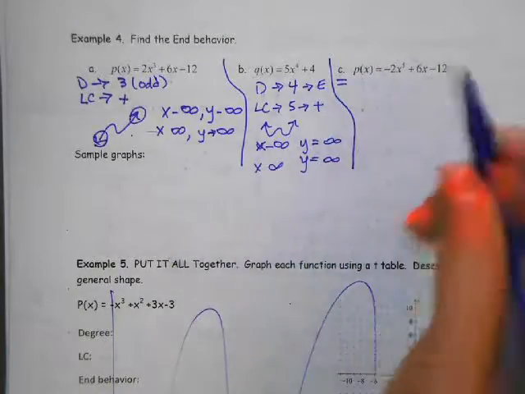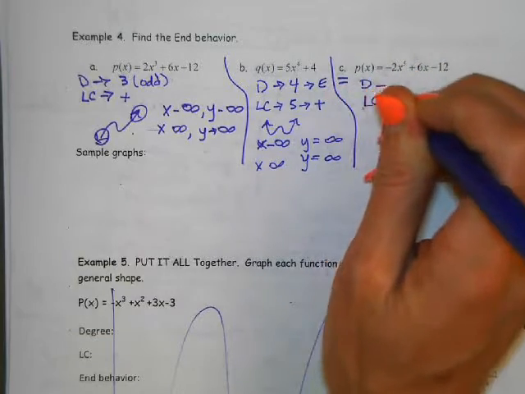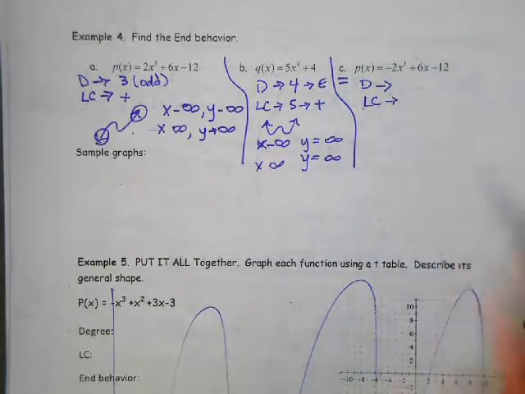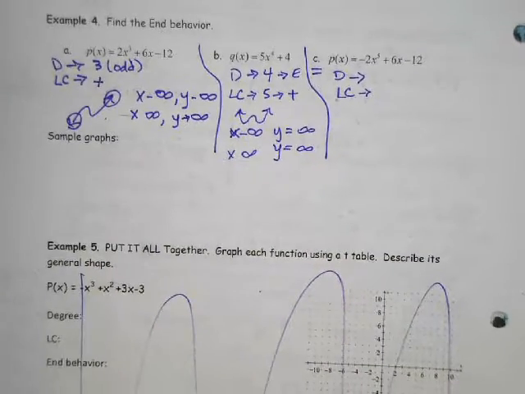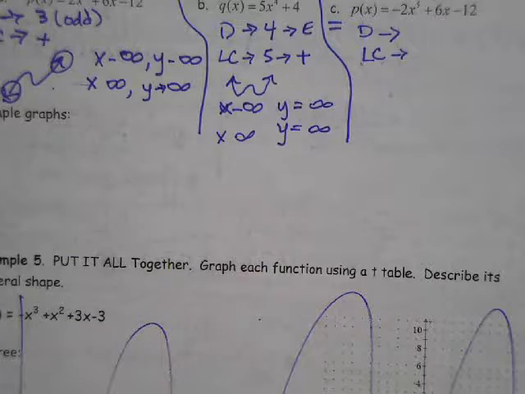Try C on your own. See if you can find the degree, the leading coefficient, do a general sketch, and then indicate your end behaviors. Okay? Give it a shot. Alright, let's see what you got.